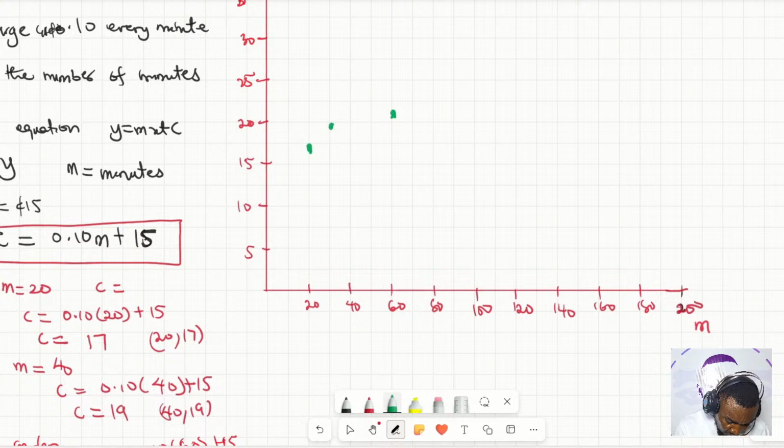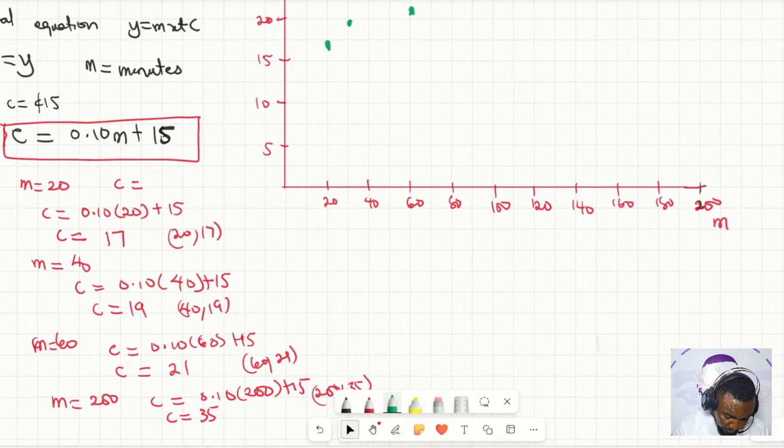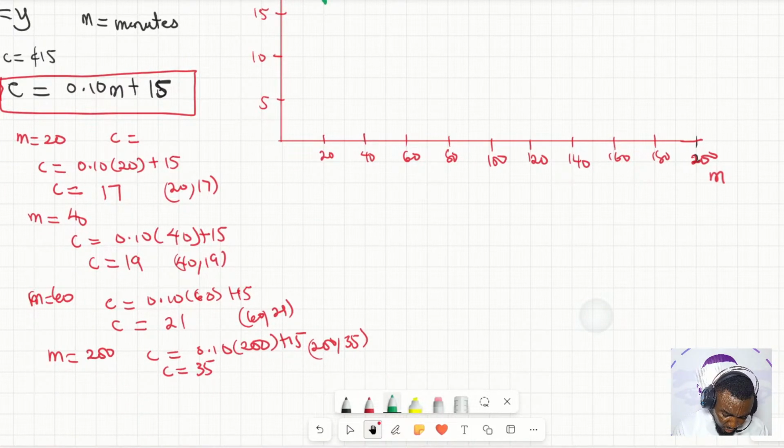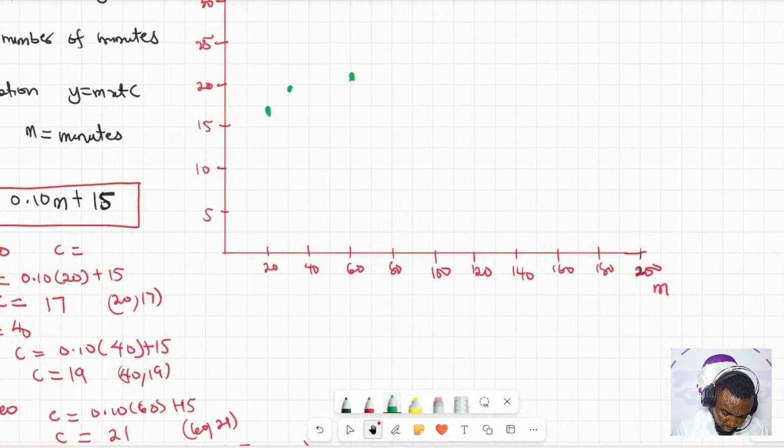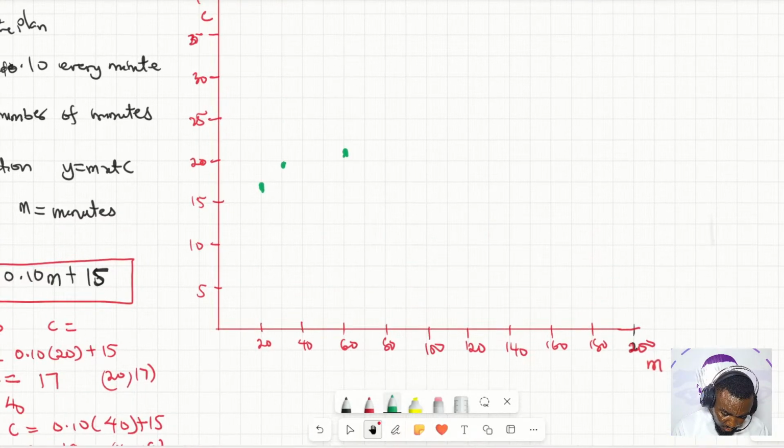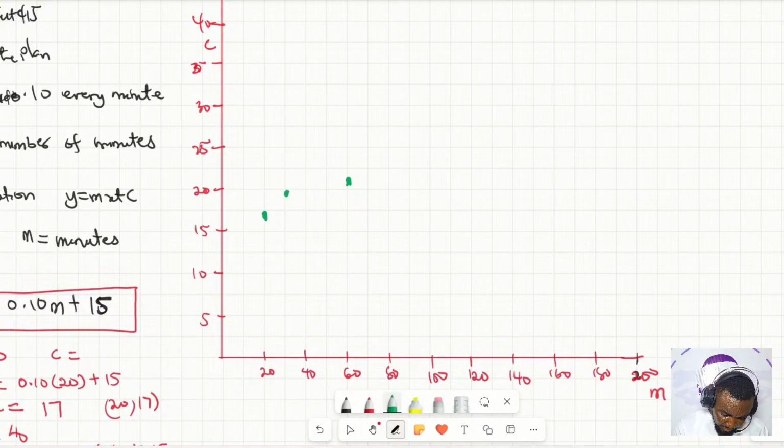Okay. And then finally we have 200 going with what? 35, right? So 200 here goes with 35, which is up here. So that is up here. So 200 goes with 35, which is here, right?